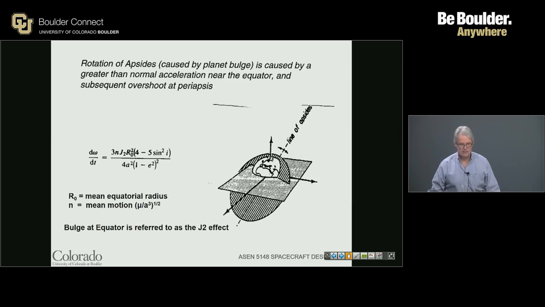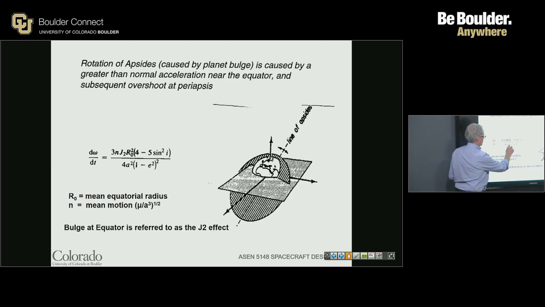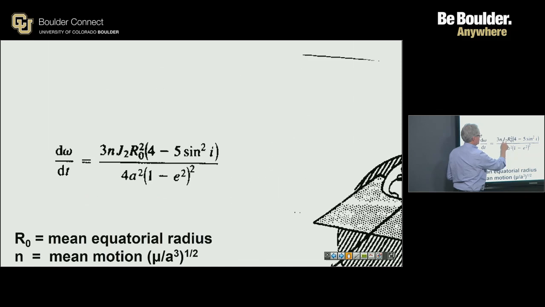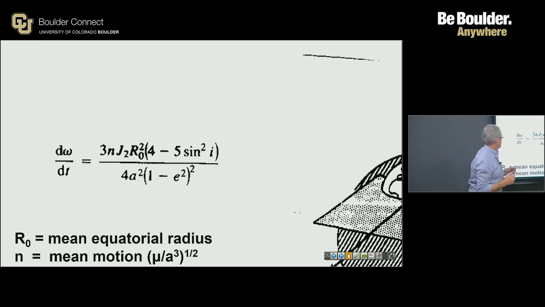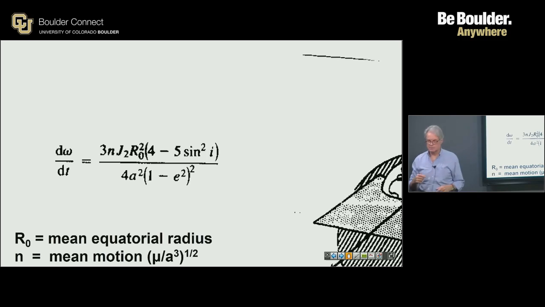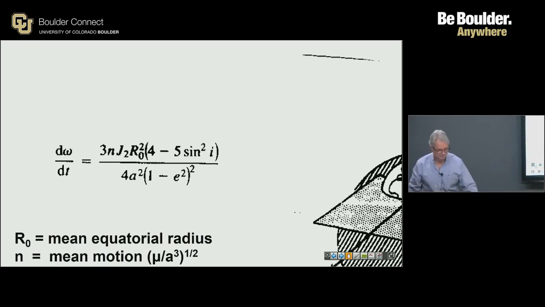We can calculate how we rotate, and the expression essentially is fairly simple. Okay, properties of the orbit, a and e. We've got the inclination, we've got the radius. We have a factor called J2. J2 sort of describes the non-spherical nature of the planet that we're moving around, and n is just the mean motion of the spacecraft as it travels around the orbit.